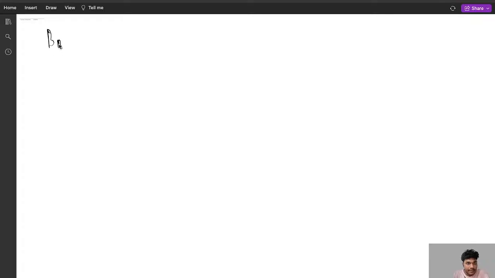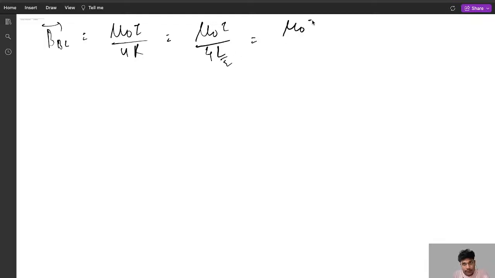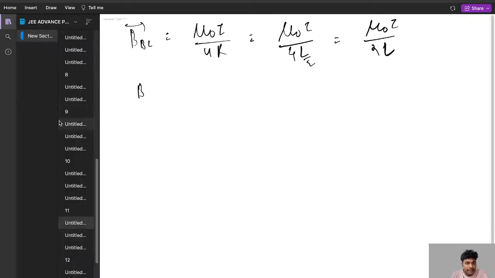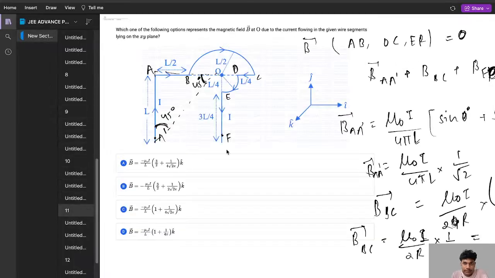B due to BC is equal to mu naught I upon 4R, and here R is equal to L by root 2. Okay, L by root 2, that is here equal to mu naught I upon 2R, 2L, right? And now B due to that quarter part, right? That is of radius L by 4.